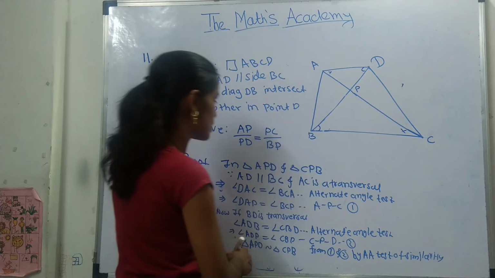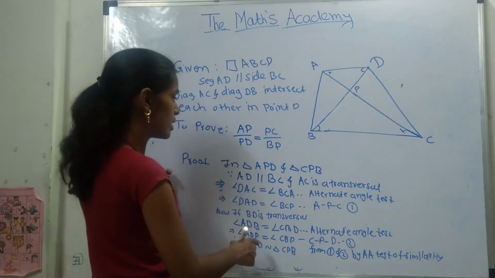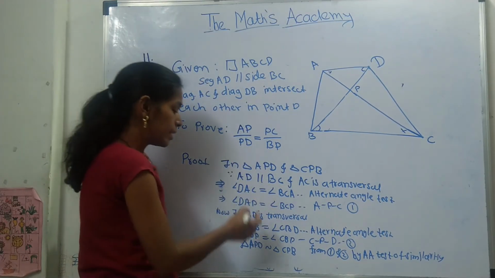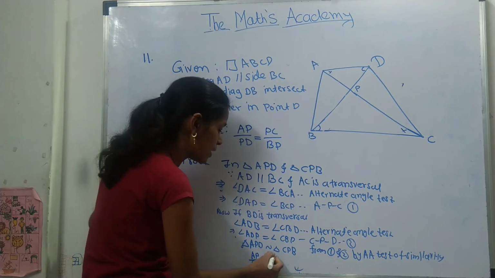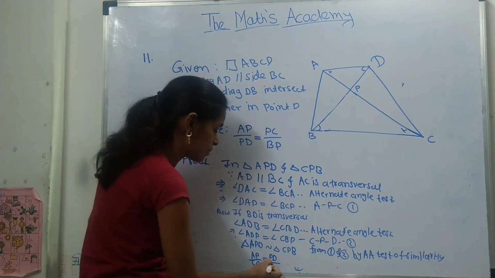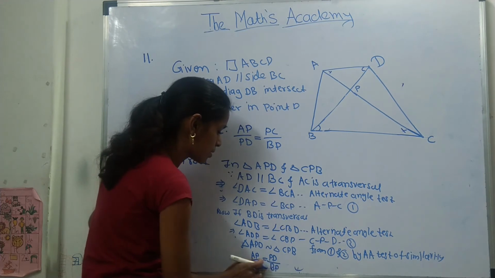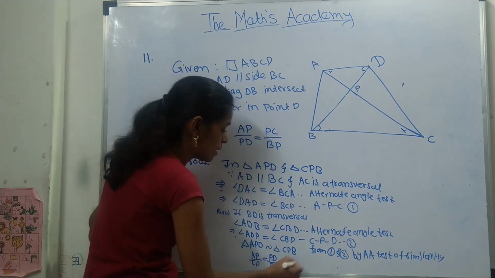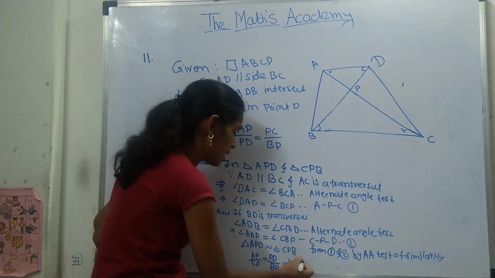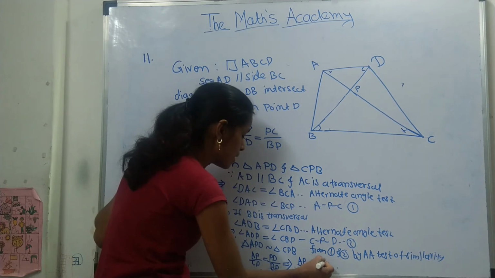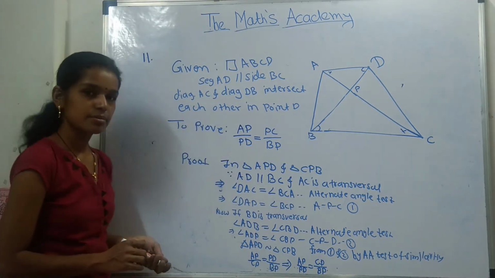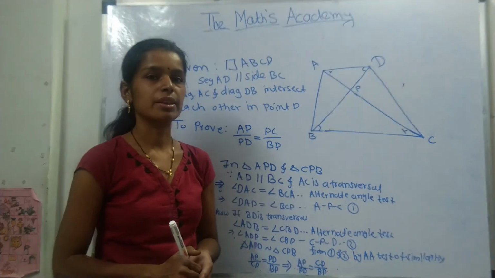Now, as the two triangles are similar, the ratio of their corresponding sides will be equal. But here AP upon CP is equal to PD upon PB. And by alternando, we will get here AP upon PD is equal to CP upon BP, which is the required result. This is our example number 11.